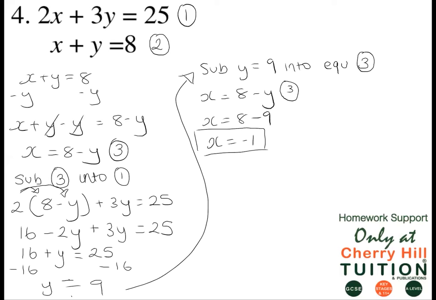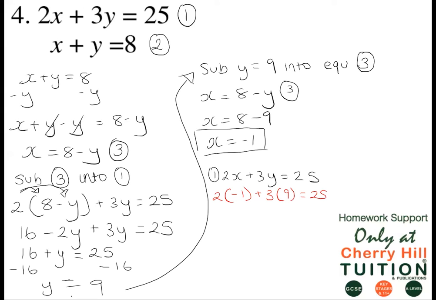Again, an A*/level 9 student would check if these answers are correct by substituting back into the original equations. So let's do this now. So equation 1 is 2x plus 3y is equal to 25. Now let's substitute our values for x and y. So 2 multiplied by x, which is minus 1, plus 3 multiplied by y, which is 9, should be equal to 25.